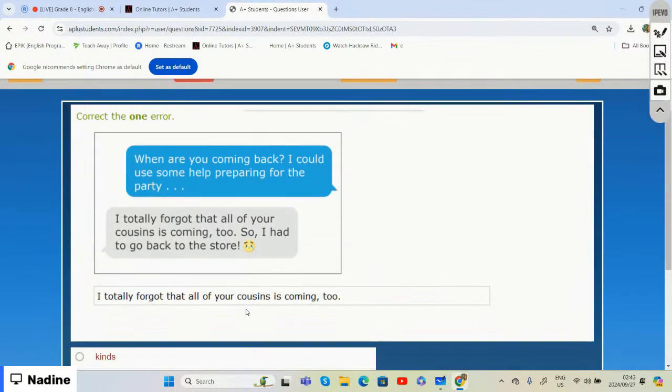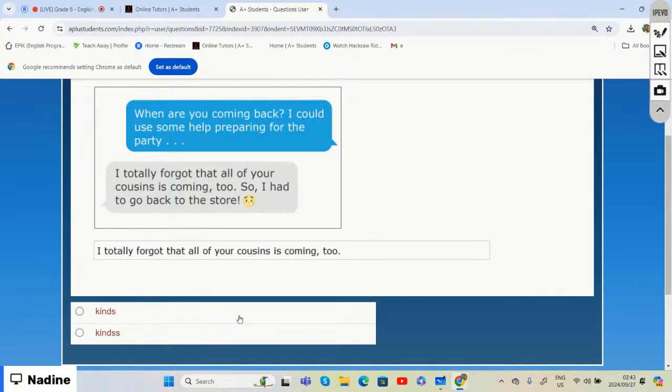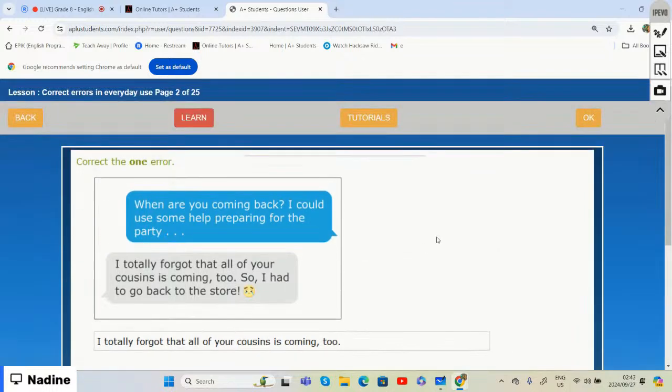All right. Oh, it's a different one. It says, when are you coming back? I could use some help preparing for the party. I don't think this word is supposed to be here. I totally forgot that all of your cousins is coming too. So I had to go back to the store. This word and the picture do not match.